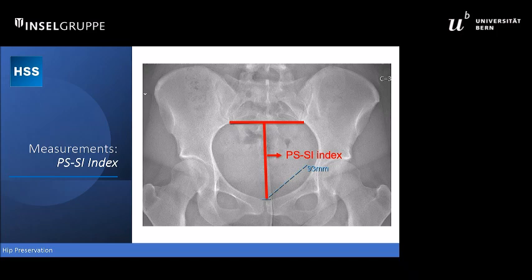This was described by Ira in a paper. We measured the distance between a line at the lower portion of the SI joints to the top of the symphysis. This can also be done in a ratio.